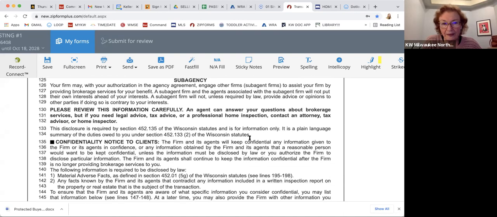And it would be an amendment to either the listing contract or an amendment to the buyer agency agreement that they're changing that form of agency.